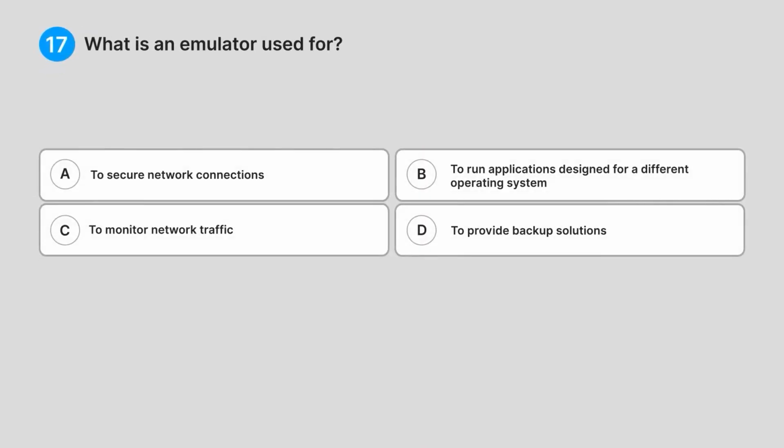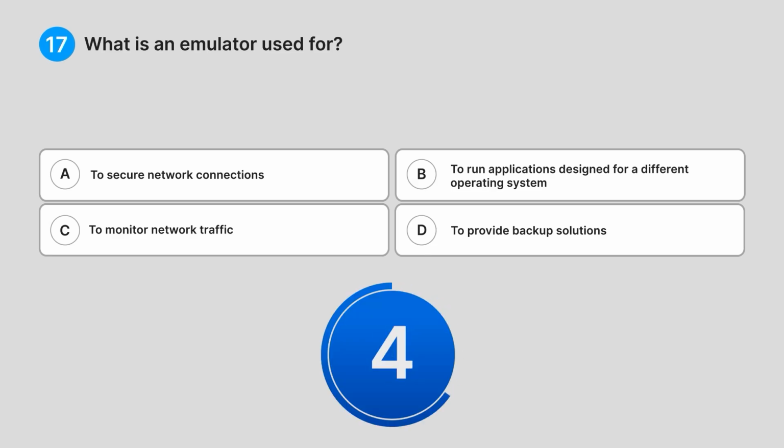17. What is an emulator used for? A. To secure network connections. B. To run applications designed for a different operating system. C. To monitor network traffic. D. To provide backup solutions. Do you know the answer?